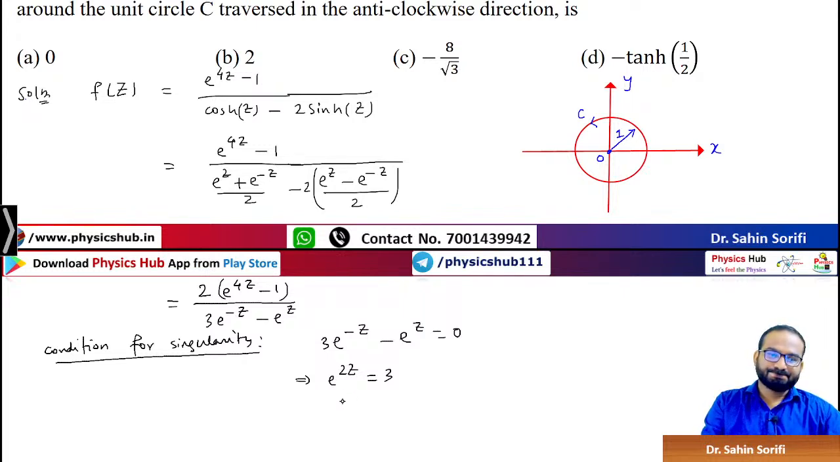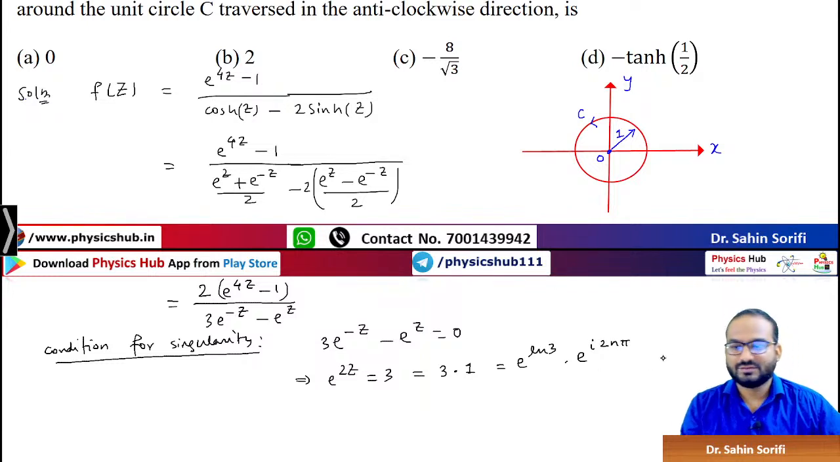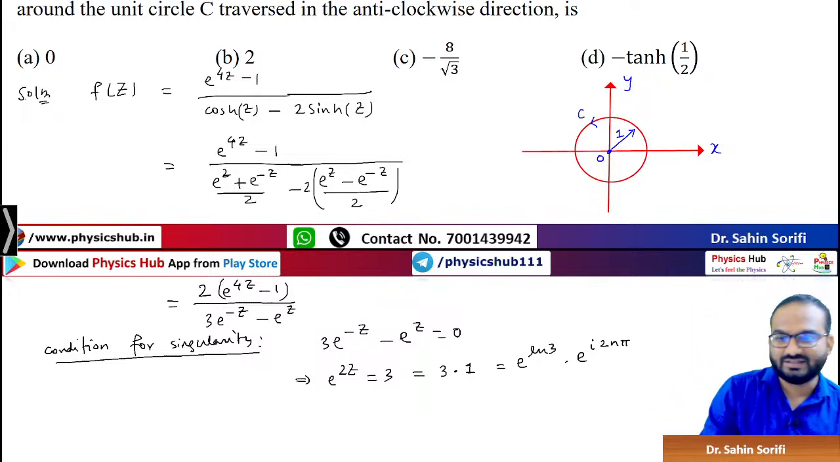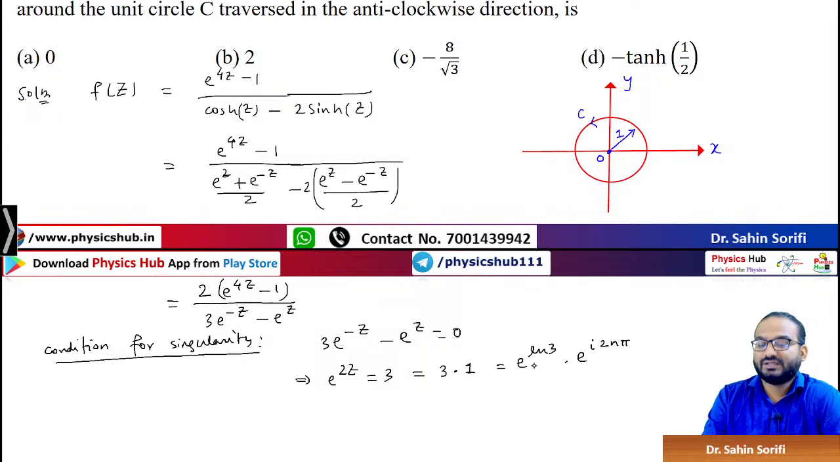So what can we write? e to the power 2z is equal to 3. So you can write 3 into 1. Do you imagine? It is like 3 into 1. So 3 we can write as e to the power ln 3, and 1 as e to the power i times 2n pi. So you may ask, what is the requirement of writing this extra 1 separately? Because if you don't consider this, you get only one value, e to the power ln 3. Now this 1 is multiplied just to show you that we can get more than one value. Out of them, e to the power ln 3 will give you one value.